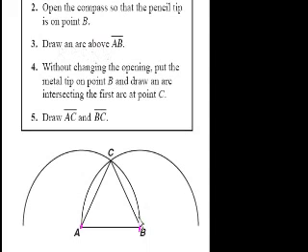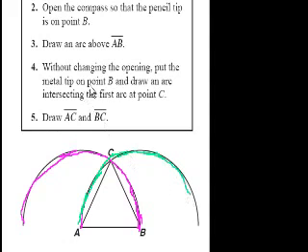Draw arc above AB. So then they drew this arc right here. Draw arc above AB. That's this thing that I'm trying to color in. Fair enough. Without changing the opening, put the metal tip on point B. So now you put the pivot there and draw an arc intersecting the first point at C. So now they want us to draw that second. Let me do another color. They're going to draw that second arc.